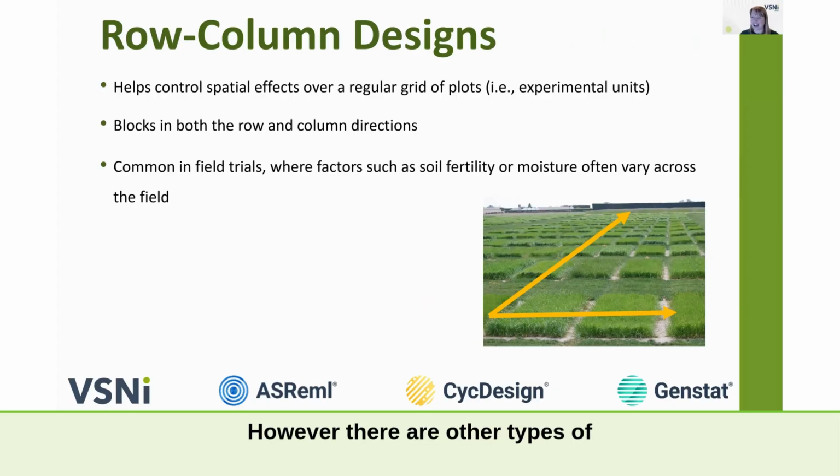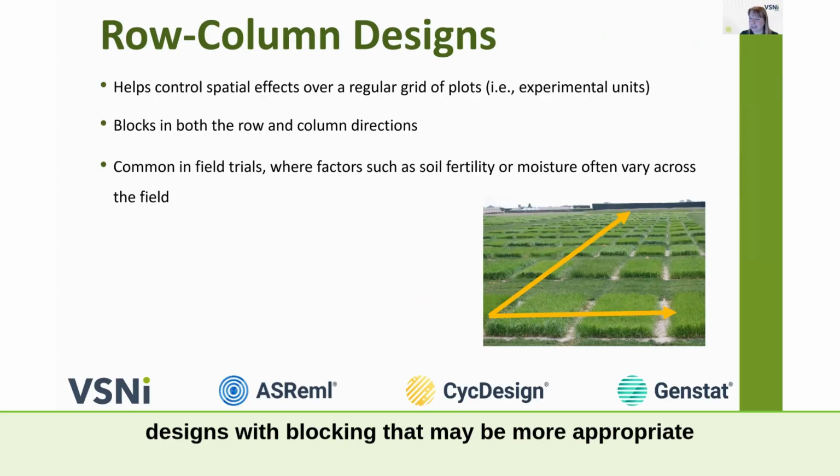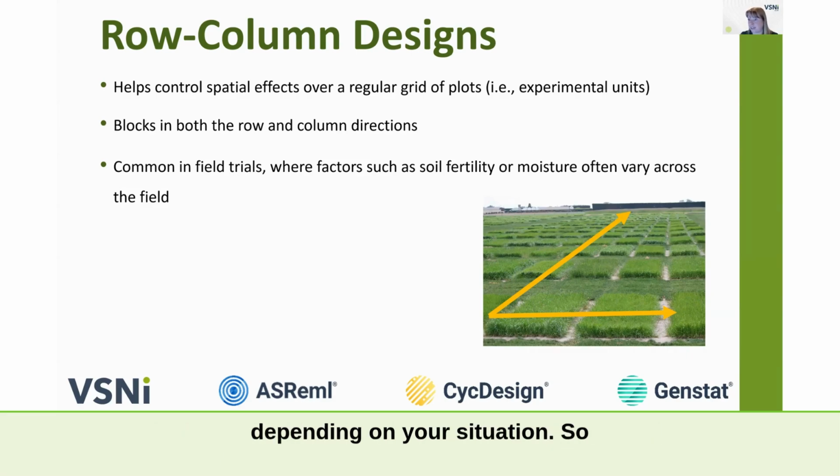However, there are other types of designs with blocking that may be more appropriate depending on your situation. So for example, in field trials, row column designs, which block in both the row and column directions, are very important for controlling spatial variation across the field, such as fertility gradients or other nutrient gradients and things like that.